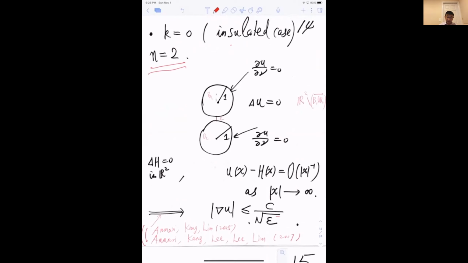So this is the case. You are given a harmonic function in R2, and you look at u outside these two balls, and you give the zero Neumann condition. Then epsilon is here, the distance is small. Then the rate is c over root epsilon.